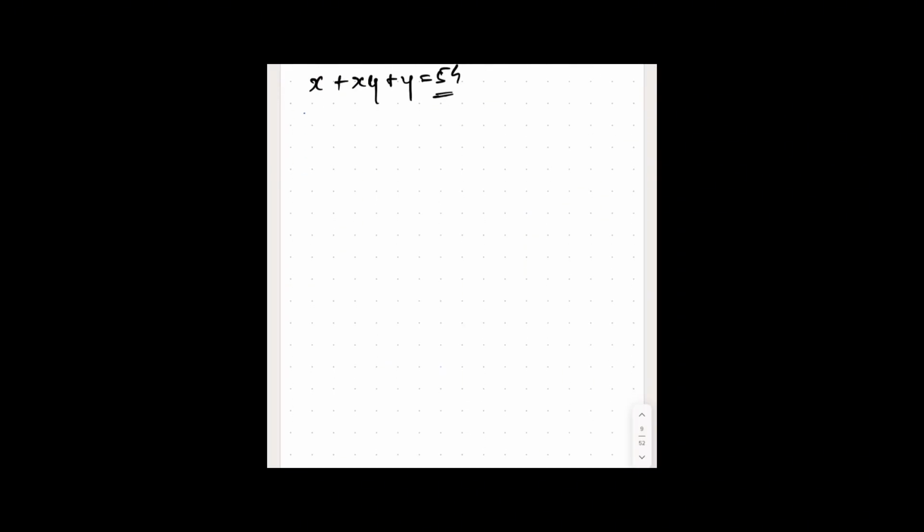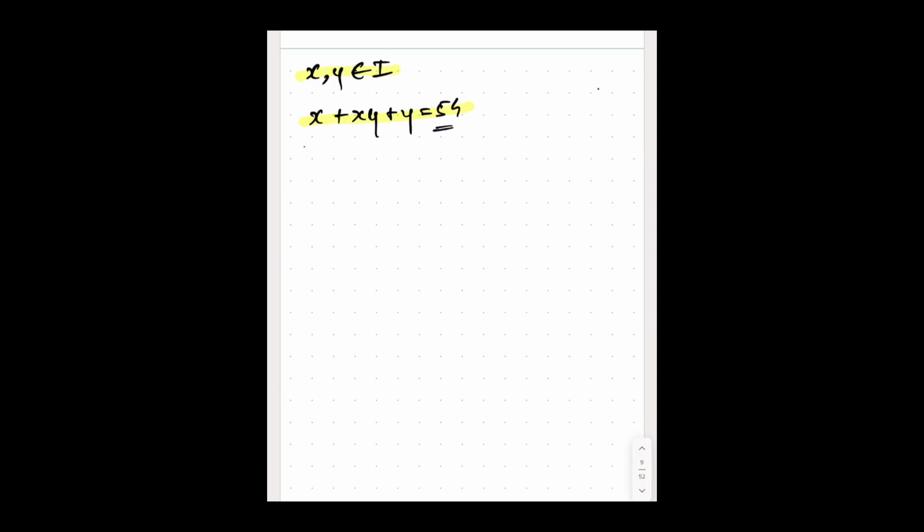Here we have a question from Olympiad where x and y are integers, and the summation of x, xy and y equals 54. Now we will proceed. X and y are integers, so the first thing we can do is hit and try. Suppose we take y equals 0, x equals 54.